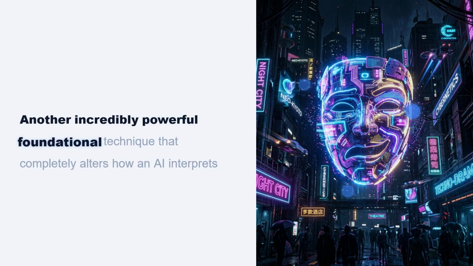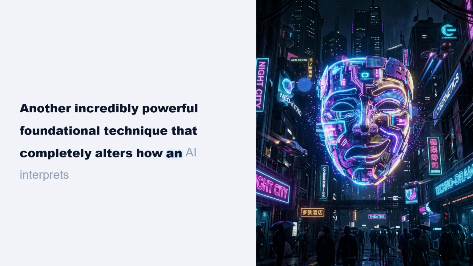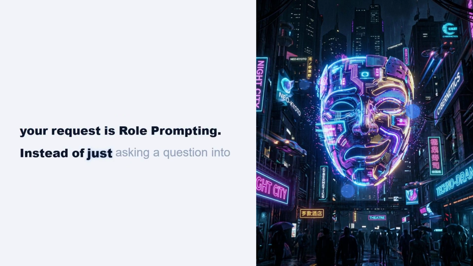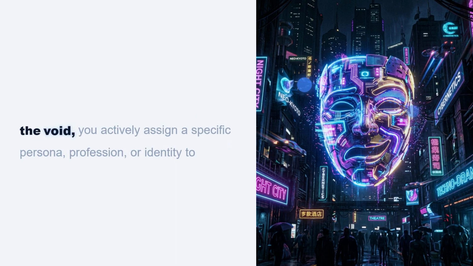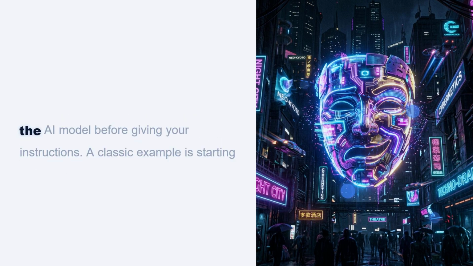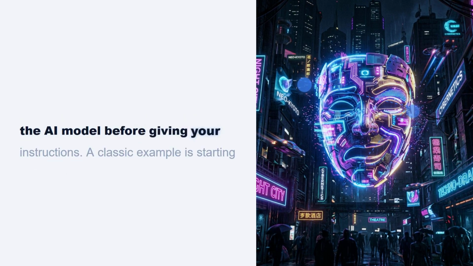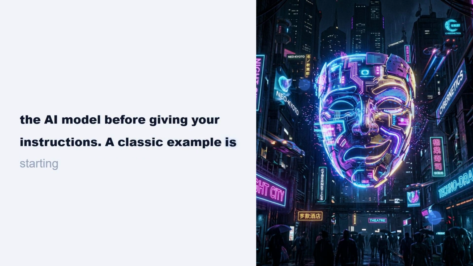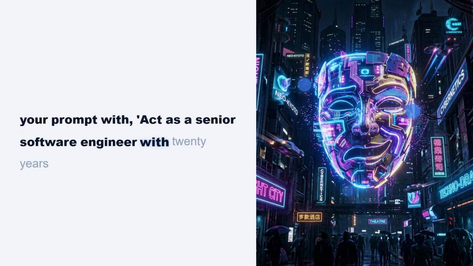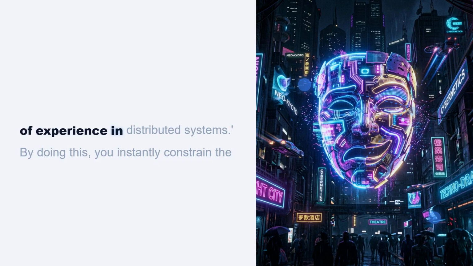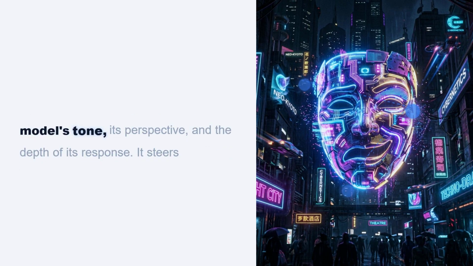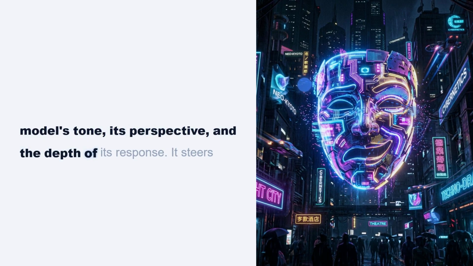Another incredibly powerful foundational technique that completely alters how an AI interprets your request is role prompting. Instead of just asking a question into the void, you actively assign a specific persona, profession, or identity to the AI model before giving your instructions. A classic example is starting your prompt with, "Act as a senior software engineer with 20 years of experience in distributed systems." By doing this, you instantly constrain the model's tone, its perspective, and the depth of its response.